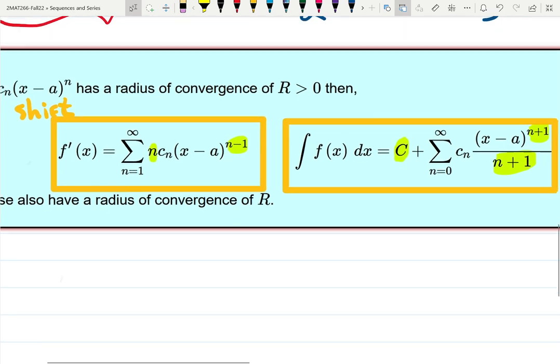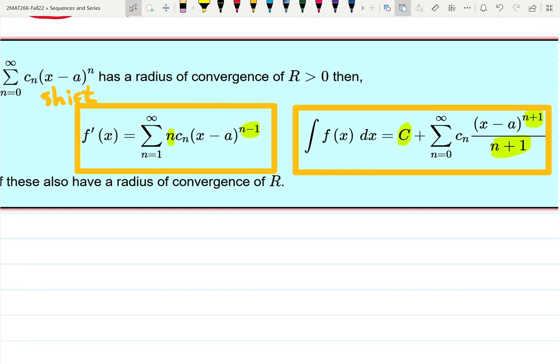Interestingly, we also have the theorem that says both of them have the same radius of convergence. These also have the same radius of convergence r. So each will have the same r. That means when we differentiate or integrate, we did not ruin this safe space. It's still going to be the same r. Very cool idea.